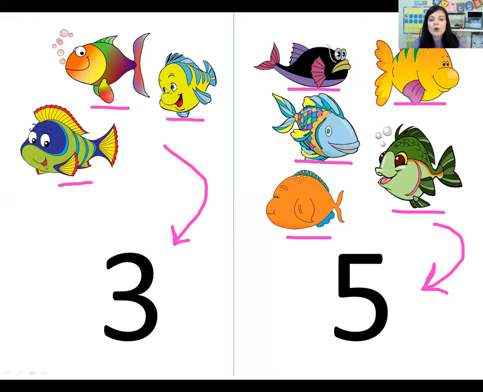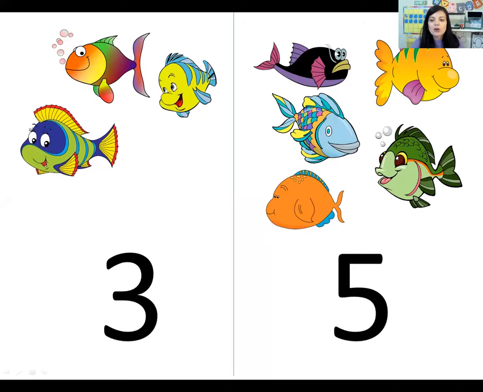Which is more, 3 fish or 5 fish? Right, 5 is more. So that means the number 5 is bigger. So 5 is bigger than 3. Do you see how we're going to do this? We're looking for the bigger number.